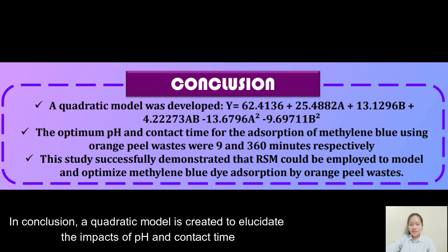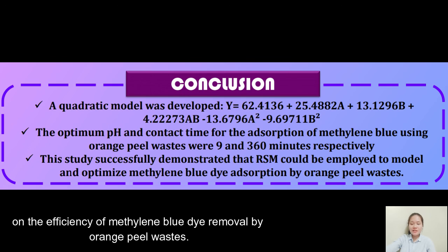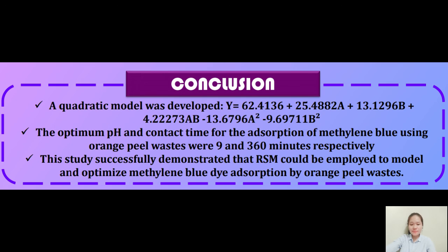In conclusion, a quadratic model is created to elucidate the impacts of pH and contact time on the efficiency of methylene blue dye removal by orange peel waste. The optimum pH and contact time are 9 and 360 minutes respectively. This study successfully demonstrated that RSM can be employed to model and optimize methylene blue dye adsorption by orange peel waste.